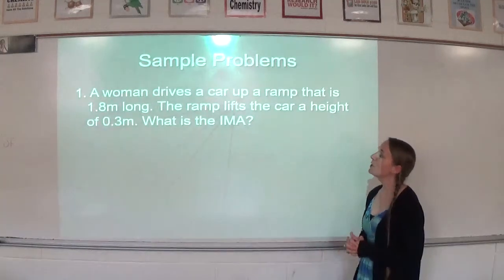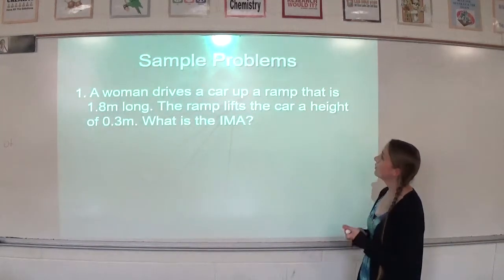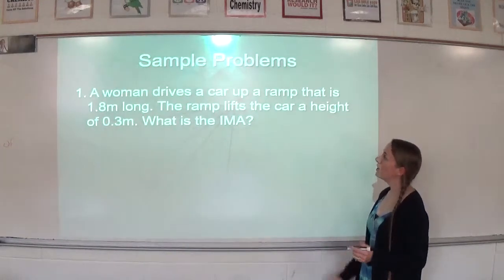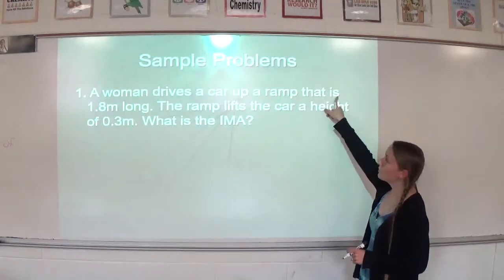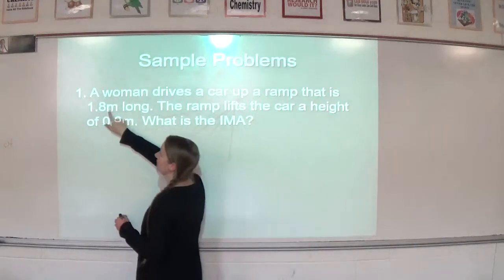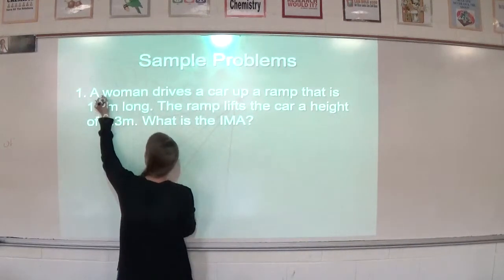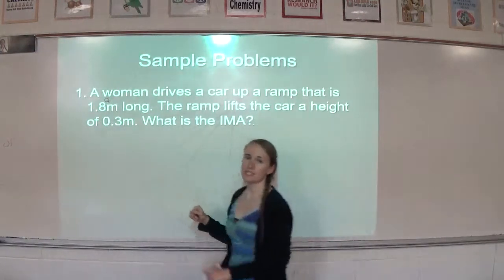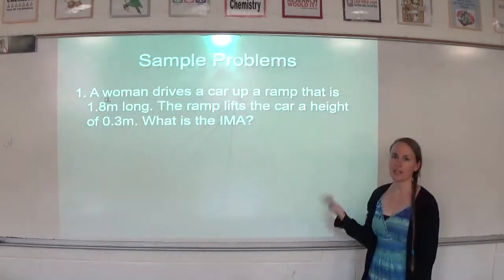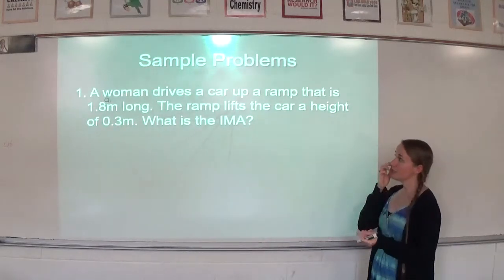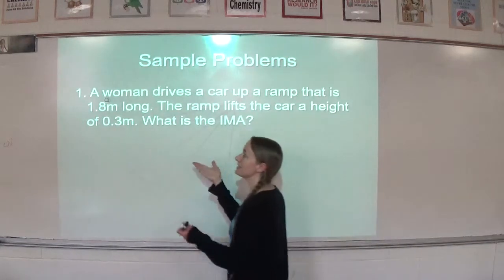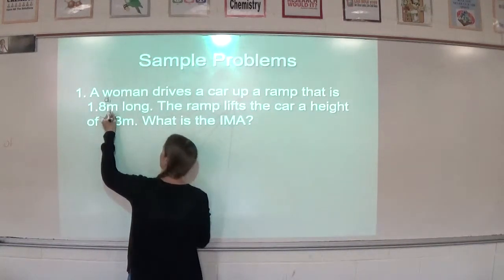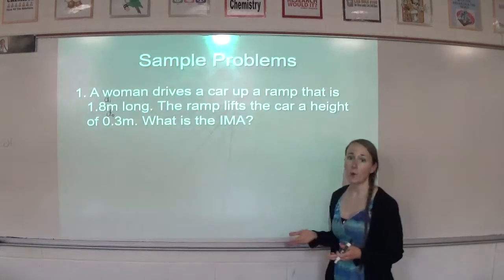So let's look at an example. It says a woman drives a car up a ramp that is 1.8 meters long. The ramp lifts the car to a height of 0.3 meters. What is the IMA? Well, the ramp is 1.8 meters long. That means this is how far the woman has to drive. So this is our distance, but it's our input distance. I call it D sub I instead of writing the full thing out, input distance. The ramp lifts the car 0.3 meters. So that's the distance that the ramp did. So that's our distance sub O, which would be our output distance.